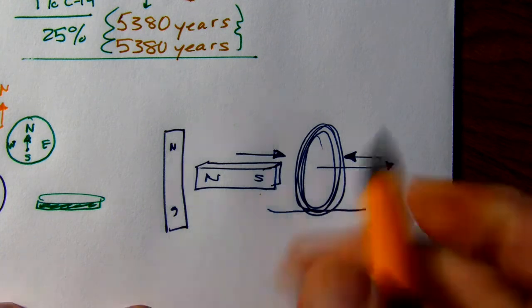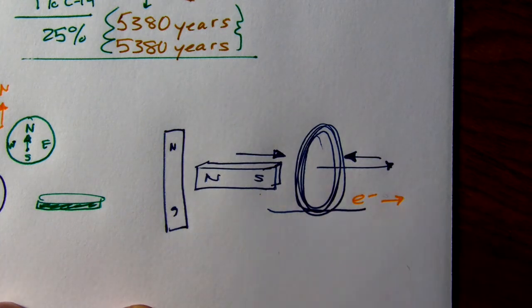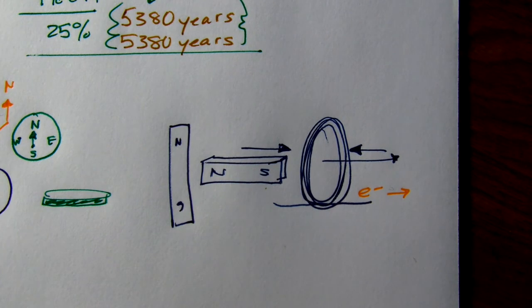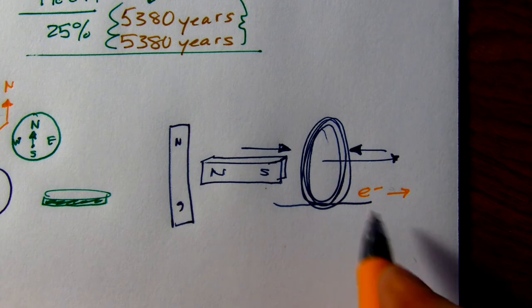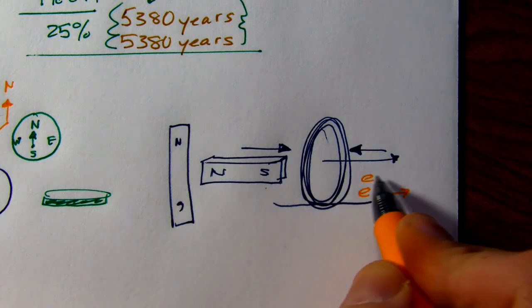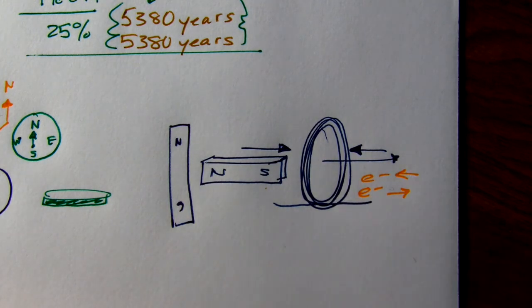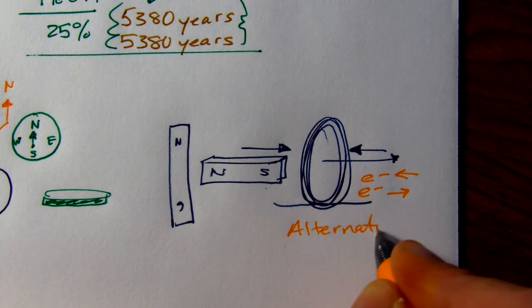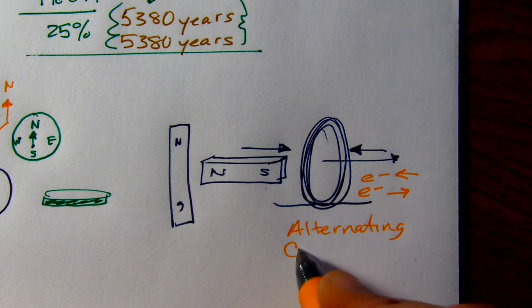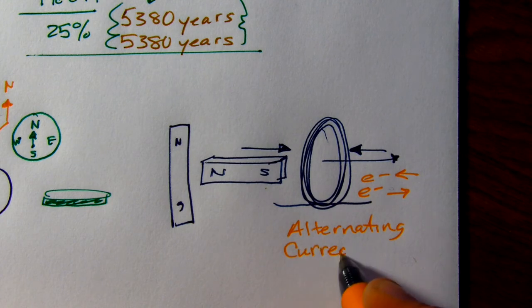But what it does is generates a motion of electrons. It generates a current. It produces electron motion in that coil. And when it pulls back, the electrons go the other way. You see? So that's called alternating current, which makes sense, going back and forth. And so we call that AC, right?